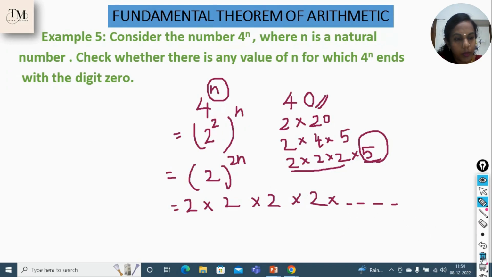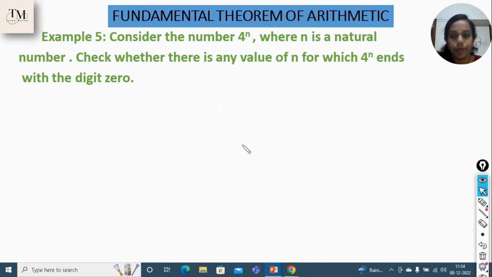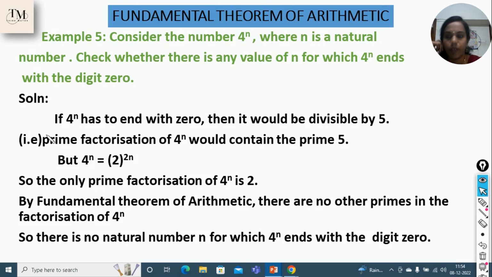So let us write the problem. If 4 power n has to end with 0, then it would be divisible by 5. So if it has to end with 0, it would always be divisible by 5. Therefore, the prime factorization of 4 power n would contain the prime 5. So we took 40. 40 can be expressed in prime factors as 2 power 3 into 5.